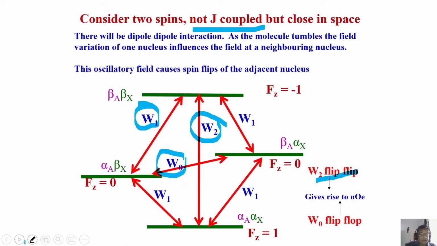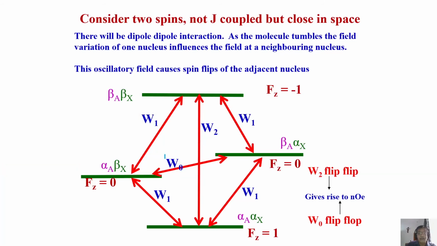Before that I wanted to tell you one thing. I have written three terms here: W1, W2 and W0. What are these things? This is the transition probability for single quantum transition. This is called single quantum transition. This is the transition probability W2 for double quantum. This is the transition probability W0 for zero quantum. So these are all W transition probabilities.